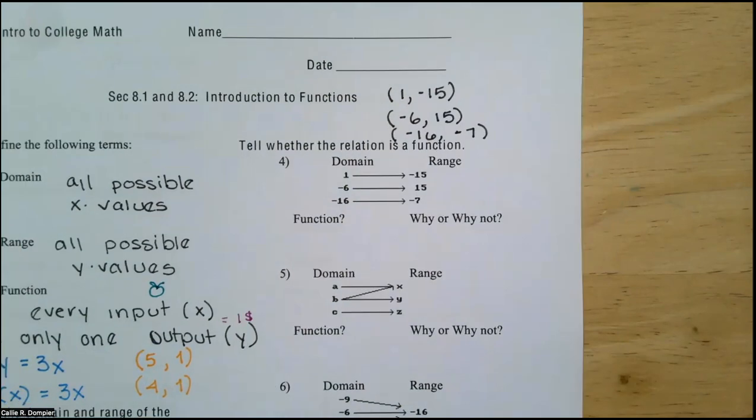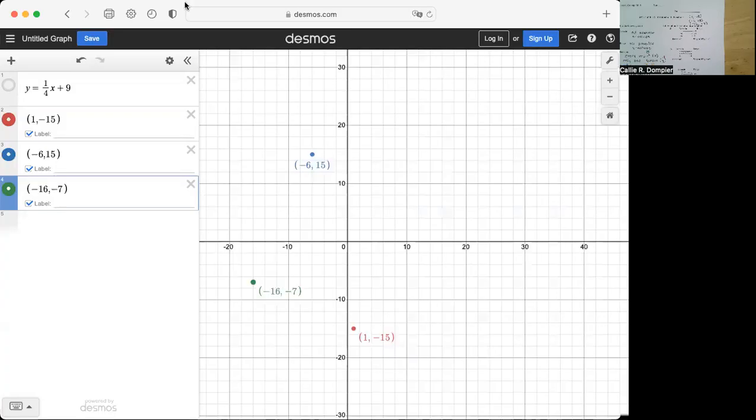It is possible that you also see this just as a bunch of points on the graph, okay? If all they're giving you are points on the graph, you should still be able to find the domain and the range, okay? The domain, if we start down here with the green, just on the leftmost, the first domain point is -16, next one's -6, and then number 1. And then the range is going to be -7, 15, -15, okay?